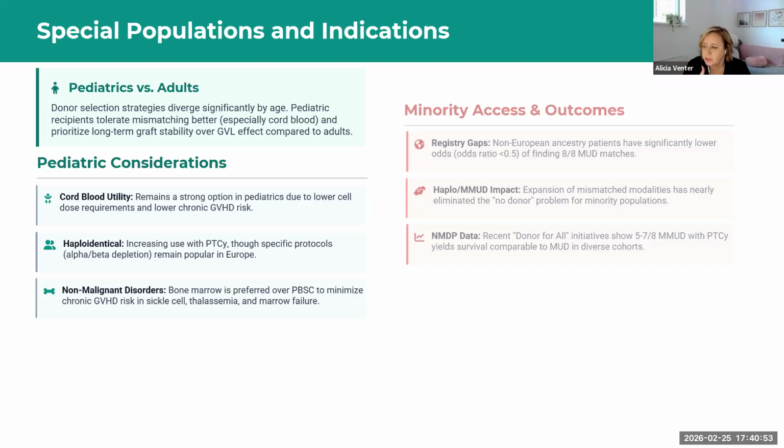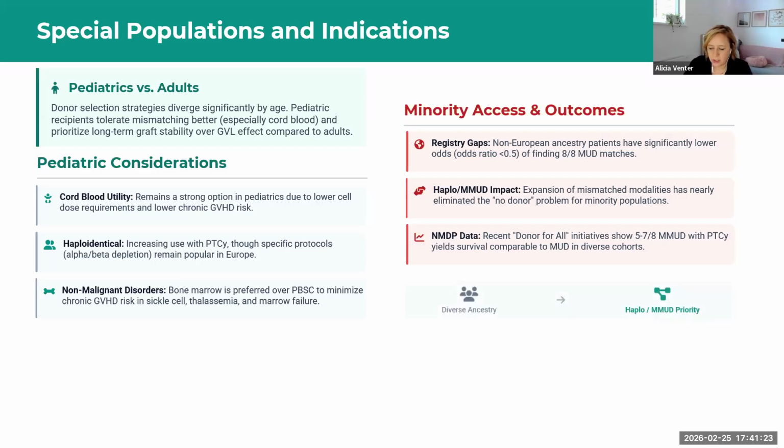The haplo multiple mismatch impact has stabilized quite a bit with the use of PT-Cy, and with the data from the NMDP, where they've done the donor for all study, they have shown, at least in the trials that they have performed, that there are comparable outcomes for matches between 5 and 7 out of 8. That compares to the outcomes of matched unrelated donors. So if it's a patient with diverse ancestry, definitely consider more on the haplo mismatch side.